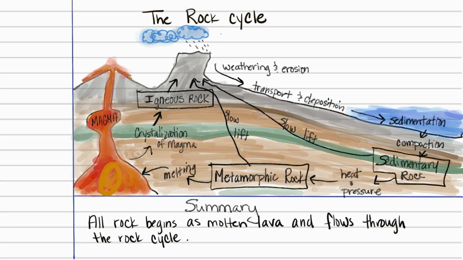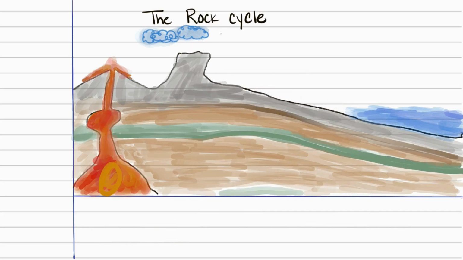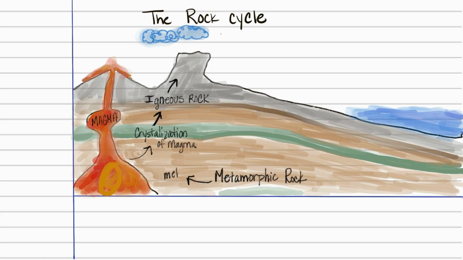So let's go ahead and diagram the rock cycle. The magma is still inside of the Earth. Remember, it's called lava once it reaches the Earth's surface. The crystallization of the magma forms these igneous rocks. So, this is the cooling of the magma that causes the rocks to form.